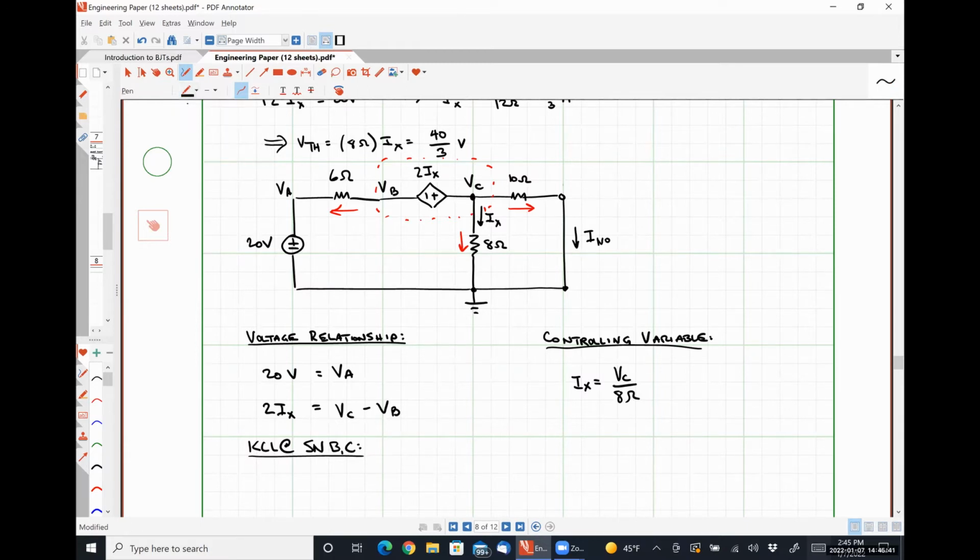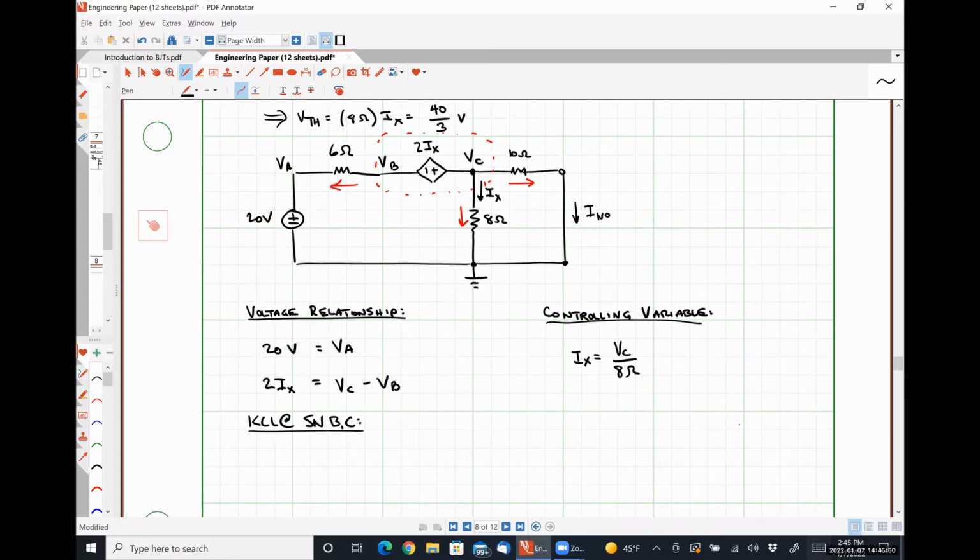Bradley, what is the current directed to the left through our 6 ohm resistor in terms of our nodal voltage quantities? VB minus 20 volts over 6 ohms. Okay, that's a perfectly reasonable way to do it. And the current flowing down through the 8 ohm resistor. Exactly right. And the current flowing to the right through the 10 ohm resistor. VC over 10 ohms. Thank you so much. So that is correct.